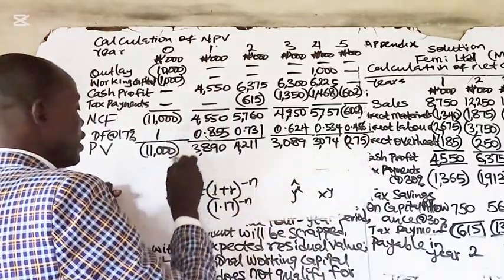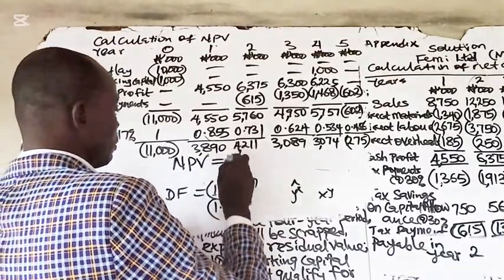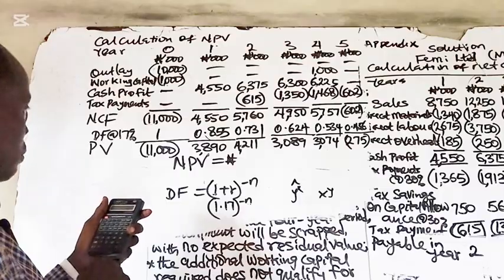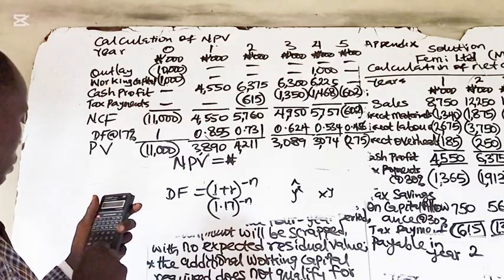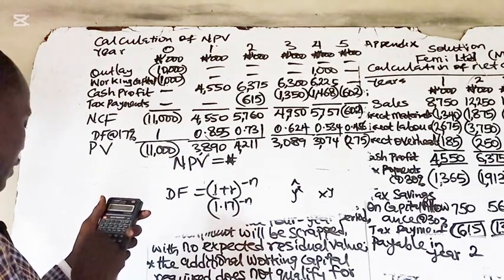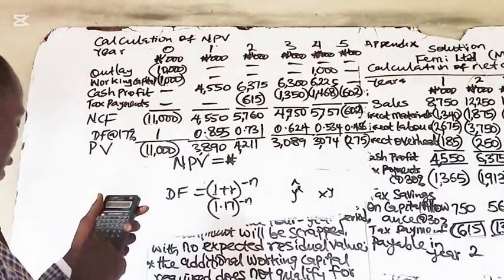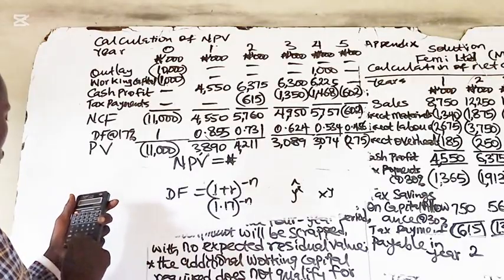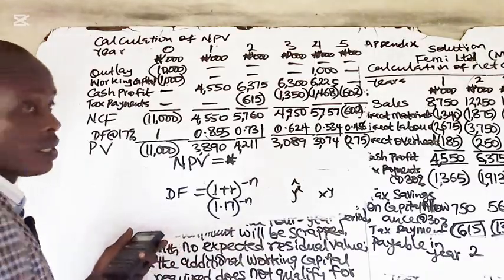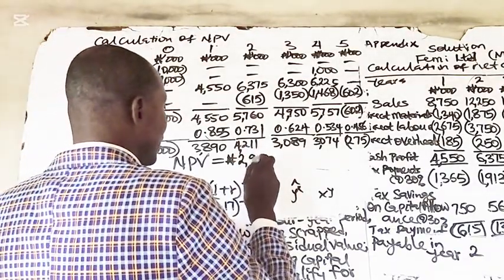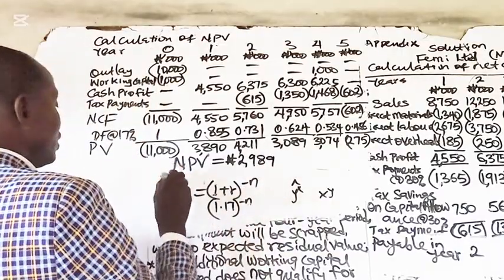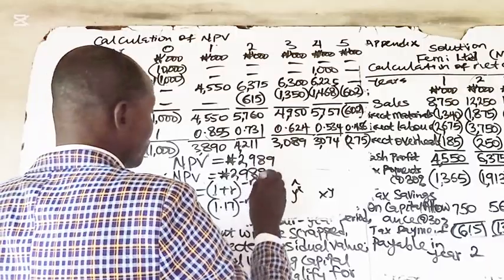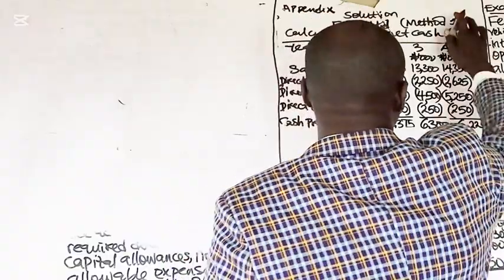So what is the NPV of the project? 3,890 plus 4,211 plus 3,089 plus 3,074 minus 275. Then if you subtract 11,000, we have 2,989. Therefore, the net present value of the project is 2,989,000, positive.